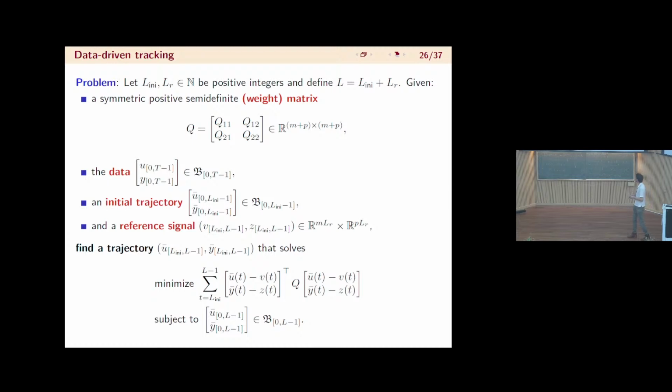In particular, how we want to do that is we want to find a trajectory of the system in such a way that we minimize this cost function over here. Essentially this cost function is measuring the difference between the trajectory of the system, u bar, y bar, and the given reference trajectory. And so we want to minimize that cost function, of course subject to the constraint that we have a valid trajectory of our linear system. So subject to the constraint that u bar, y bar is in the restricted behavior of the system.